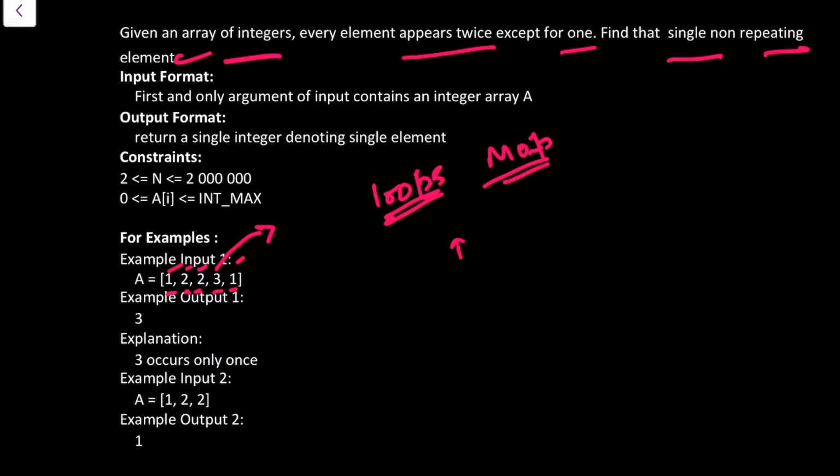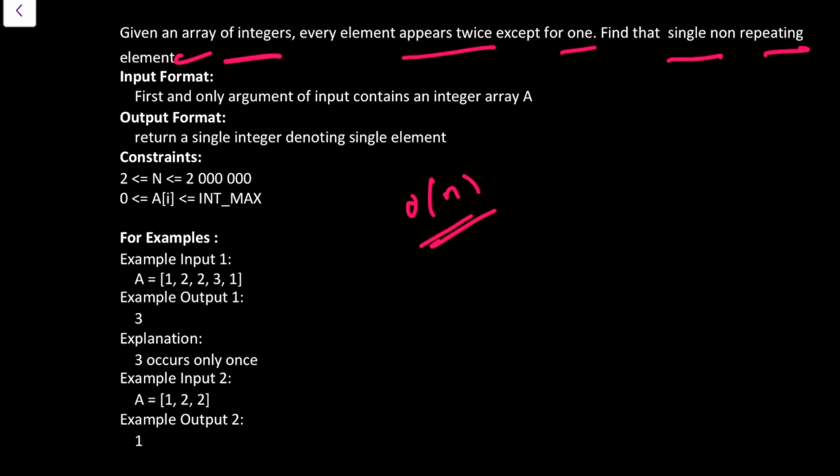All this will take some order of constant time, or the order of constant space. They can take up to order of n space, right? What could we do to optimize that? We can use a very simple concept of bit manipulation over here.